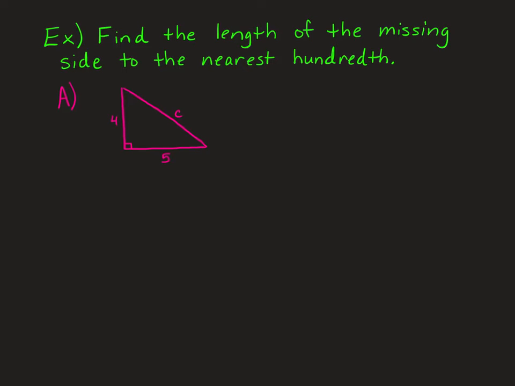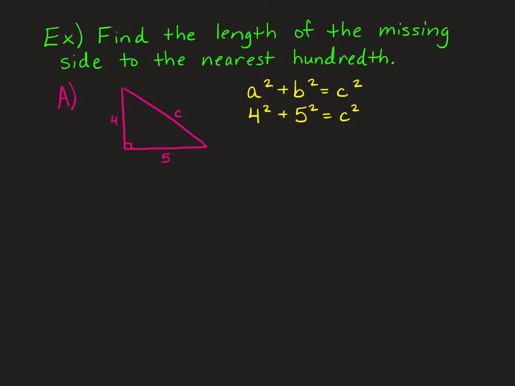Notice in this first problem, part A, that we have two legs labeled 4 and 5 units, and then a missing side, C, which is the hypotenuse. So we'll always start with the Pythagorean theorem, plug in the two legs, 4 and 5 for A and B, and it doesn't matter if 4 is A or B as long as 5 is the other one. Notice that C is our unknown side, so we just wrote our variable C.